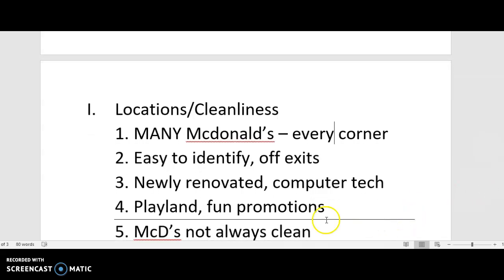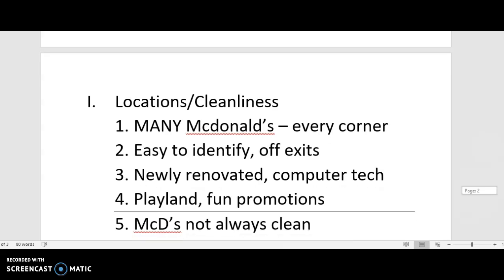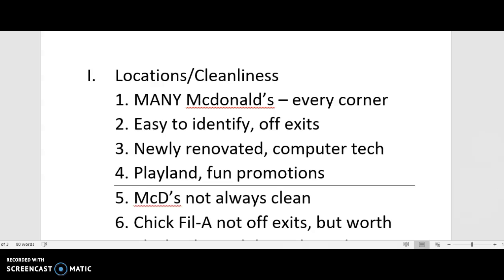Then remember that line that divides on your outline, and you should be looking at your outline. This is kind of where you turn the corner. You're going to point out the things about Chick-fil-A that are positive and negatives for McDonald's. So when we say McDonald's is not always clean, we're going to assume that most Chick-fil-A's are clean. They might not all be, so we can't say all of them are. We also need to point out that Chick-fil-A's aren't necessarily immediately off an exit, but they are worth the drive, especially if that's what you have in mind.